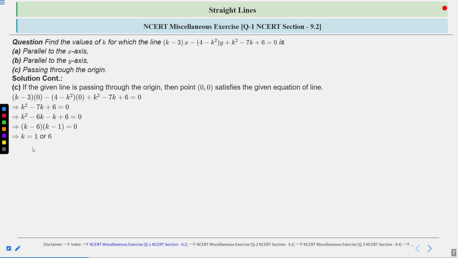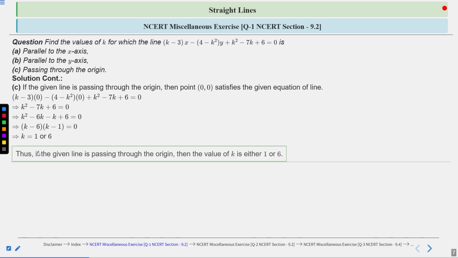And now from here we obtain the values of k are 1 or 6. Thus, if the given line is passing through the origin, then the values of k are either 1 or 6. So this is our answer. I hope it is clear to all of you. So now let us move on to the next question.